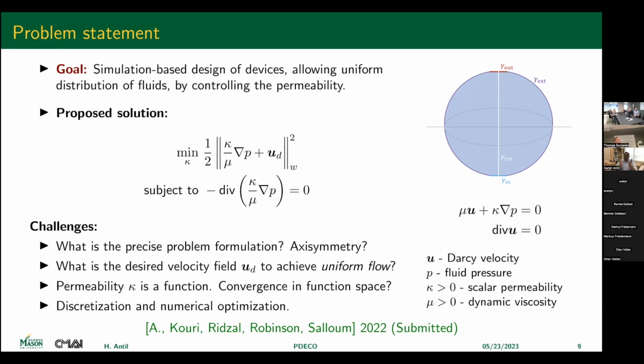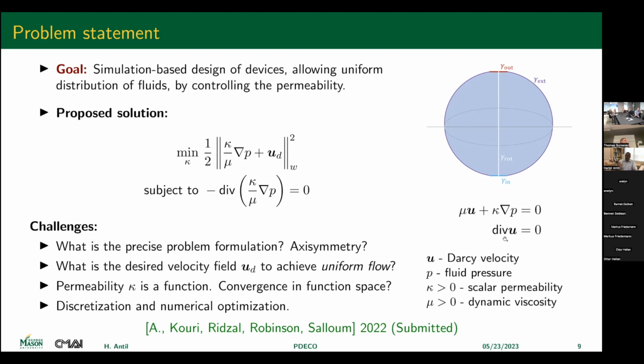Here again, we are looking at a digital twin problem in the same realm as the problems that I discussed earlier related to structural engineering. The goal is to design such devices. These are three-dimensional devices here. It's like a ball, for example, but there is some inflow at the inflow boundary, and there is outflow at gamma out. And the flow respects Darcy's law. U is the velocity, P is the pressure, kappa is the permeability, and mu is a constant dynamic viscosity, and you have an incompressibility constraint.